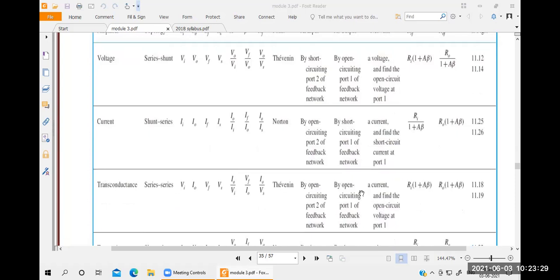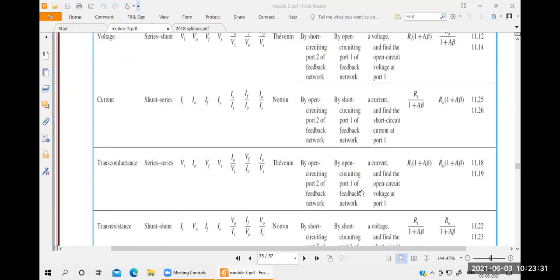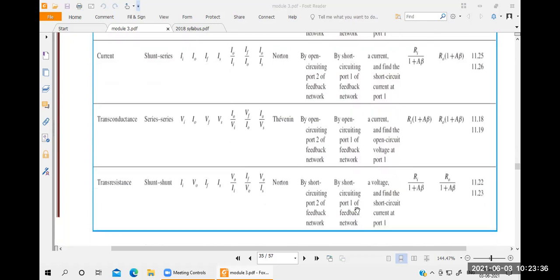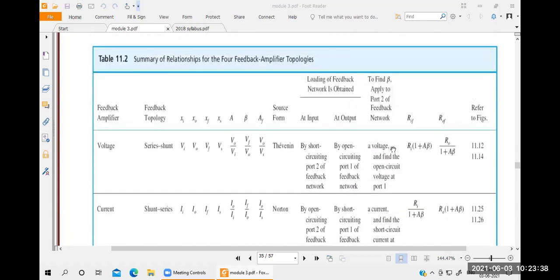Then transconductance means opening the circuit at the input of the feedback network. Then transresistance means short-circuiting the input of the feedback network. Okay, then here you can take the voltage amplifier. Voltage amplifier means here you can find out the voltage by opening the input of the amplifier.